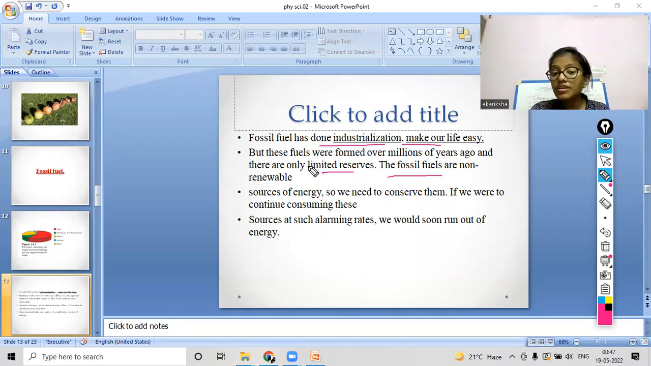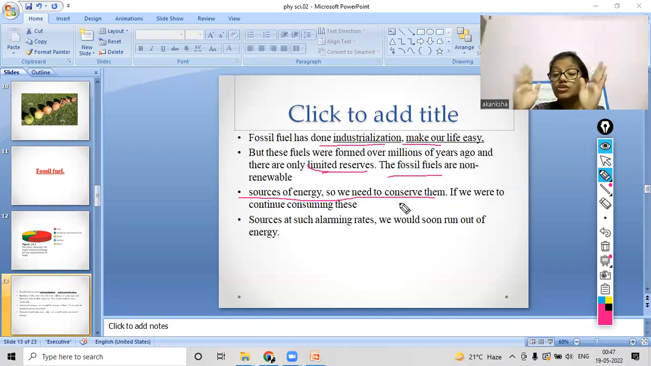As you all know, there are limited reserves. Limited reserve means there is a small quantity present, and that's why fossil fuels come under the non-renewable resources of energy. So this was all about fossil fuels. Two more points are there. These sources of energy, we need to conserve them, because fossil fuels are non-renewable resources of energy.